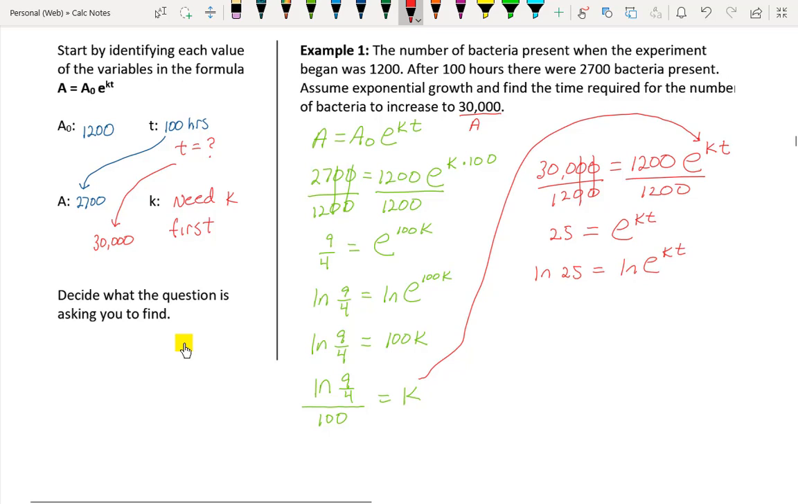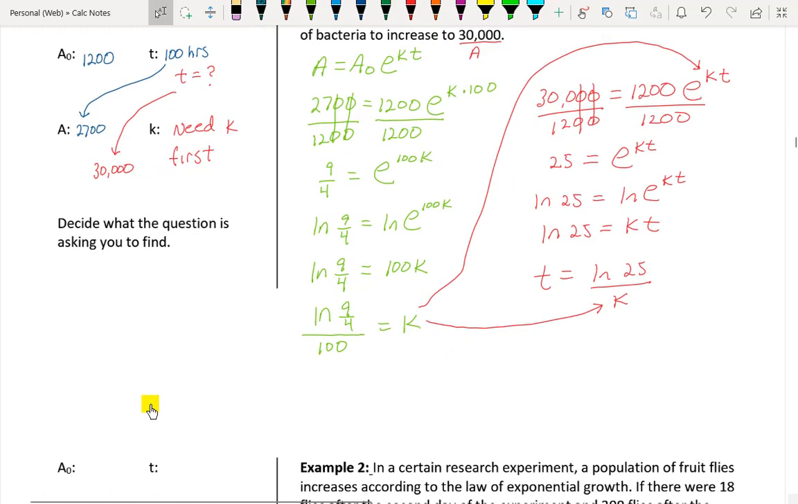And so now I've got the ln and the e cancel each other out. So now I've got natural log of 25 equals k times t. And I can divide both sides by k. So t is going to equal the natural log of 25 divided by k. Now, when I go to punch this into my calculator, I'm going to take and put in my value of k over here. So for this first time, I'm actually going to write out what we're going to punch in. So we're going to do t equals the natural log of 25 divided by the natural log of 9/4.